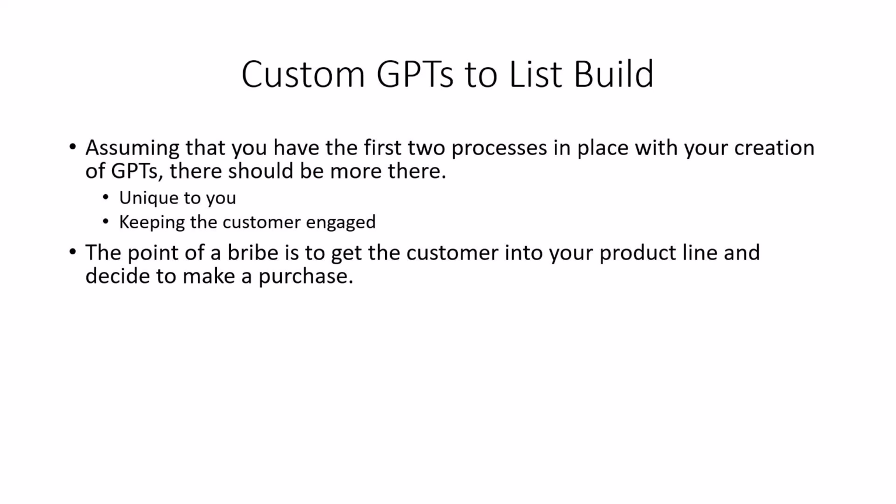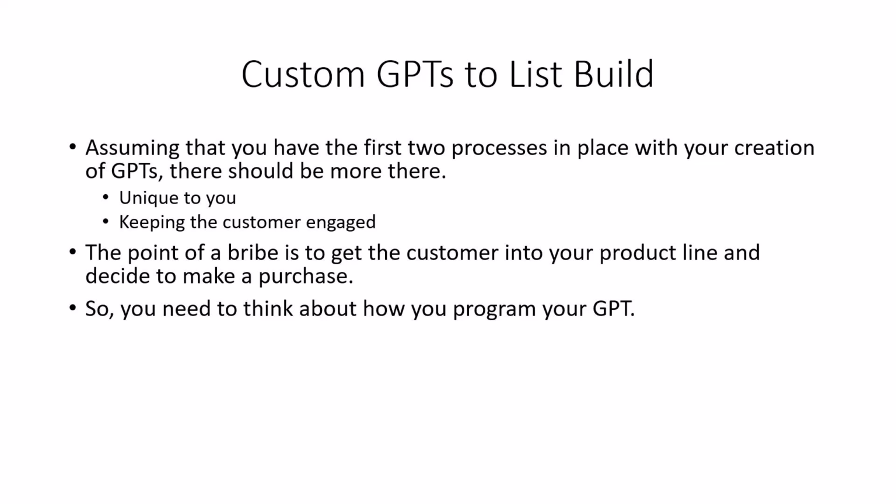So if you're going to use a GPT as part of your list building, program it right. Program it so that it gets them thinking about what you want them to buy, not just informing them, not just giving them cool stuff. However you program it, you've got full reign over how that GPT works, and you keep working with it until it directs the customer into thinking about what you want them to buy.